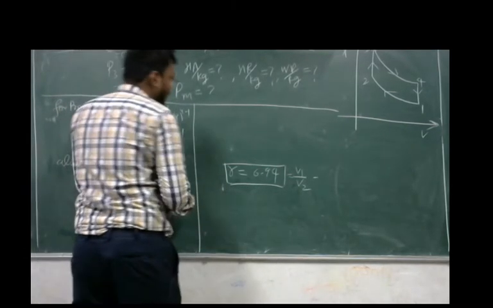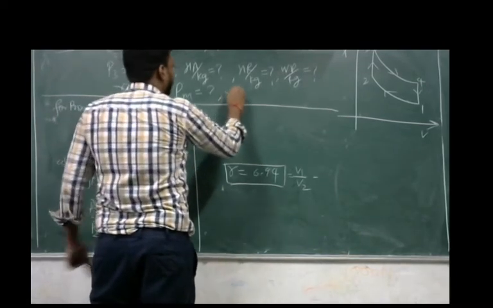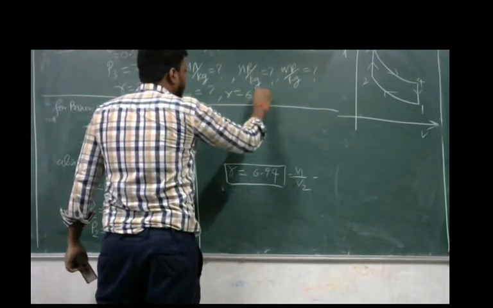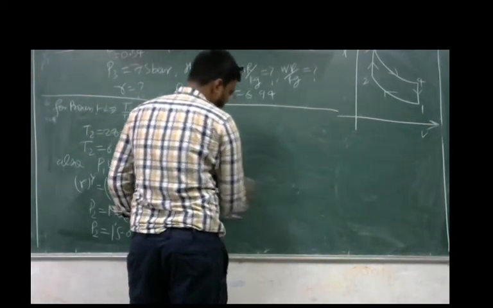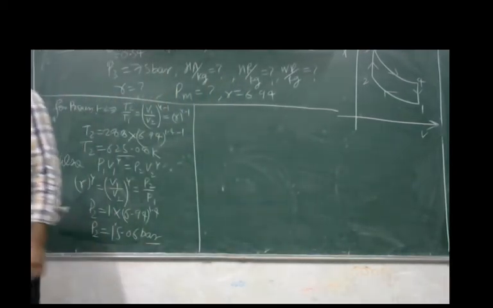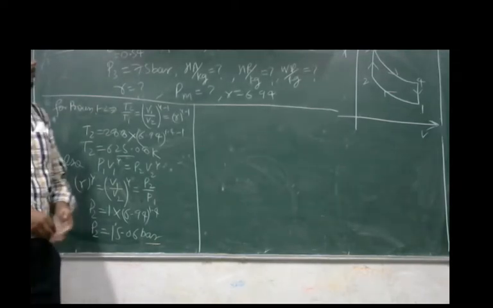So I am building here. Write this value of R here. R equal to 6.94. Okay. Now, what is asked in the question?